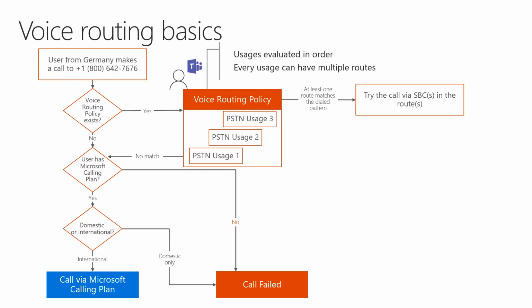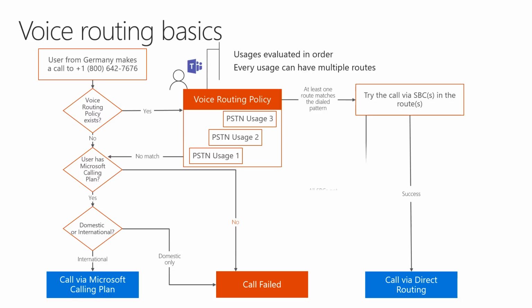However, if in the voice routing policy there's at least one route that matches the dial pattern, then the call will be tried via the SBCs that are in the route. Each route can have multiple SBCs for load distribution and failover reasons. If this succeeds, then the call will be placed via direct routing. If all of the SBCs are not functional, because they are down for maintenance, then the call will fail.